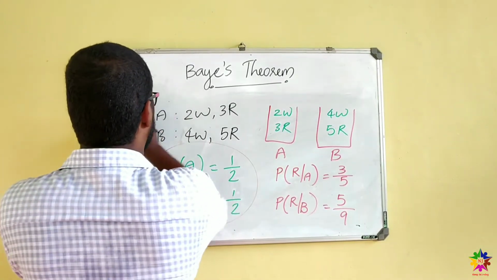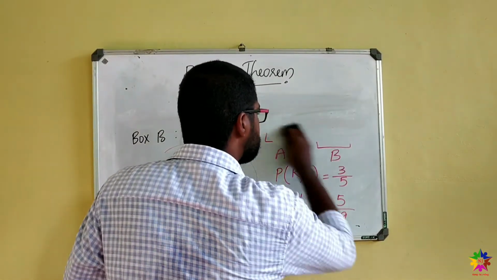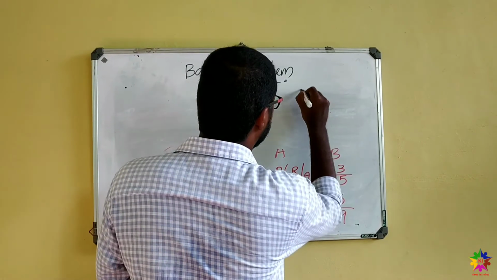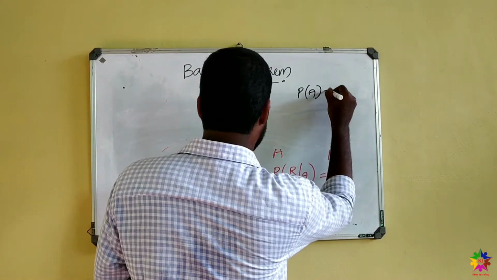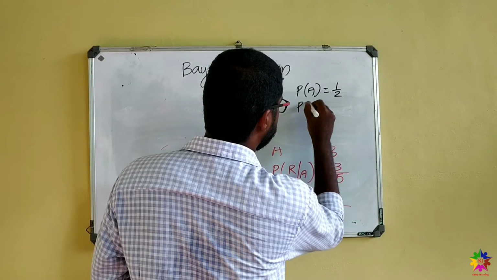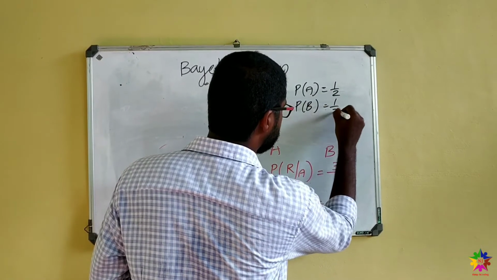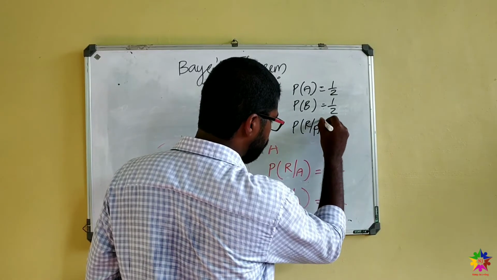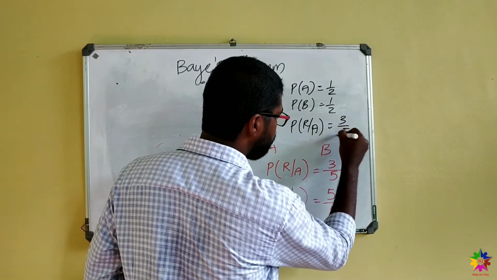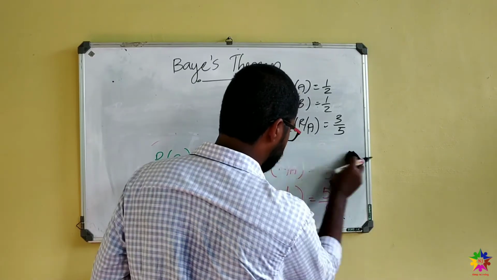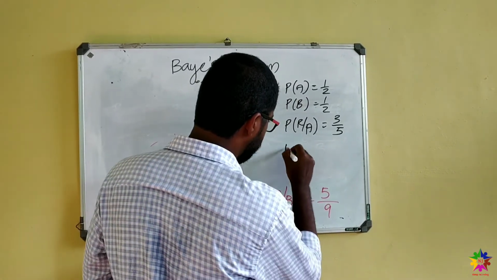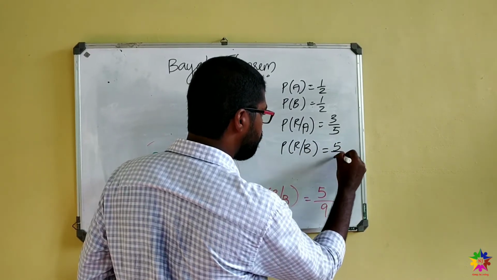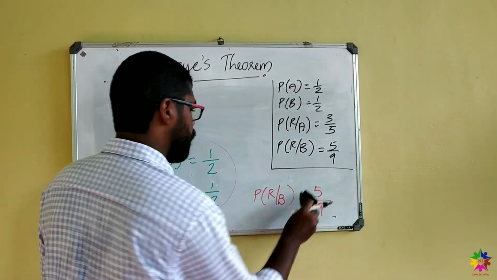So I would like to note down the results that we have found. That is, first, probability of A is equal to 1 by 2, probability of B is equal to 1 by 2, and probability of R, a red ball, given it is from box A is equal to 3 by 5, and probability of choosing a red ball from box B is equal to 5 by 9. Okay, these are the results that we have found.